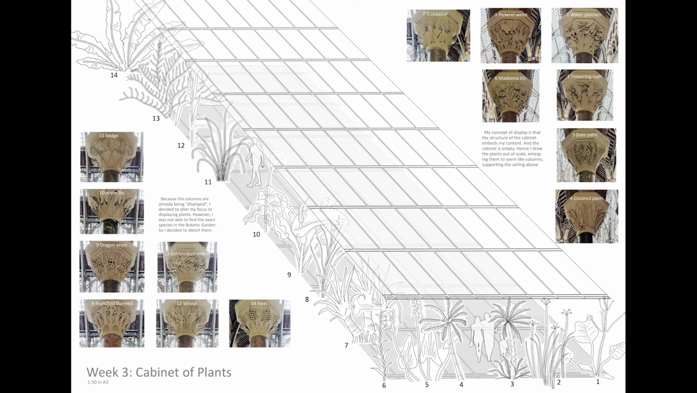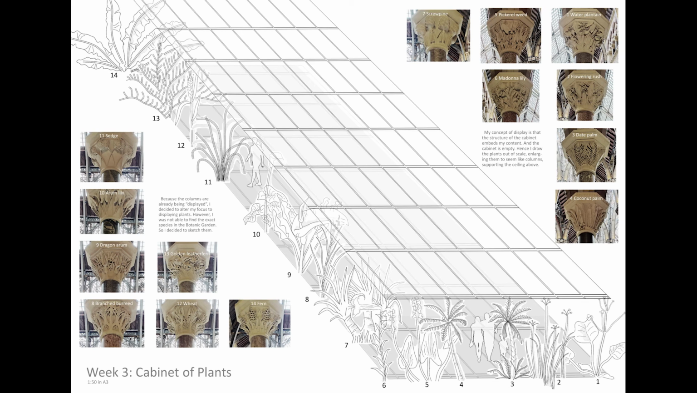So here is my final display, the Cabinet of Plants. Because the columns are already being displayed in the museum, I decided to alter my focus to displaying plants. However, I was not able to find the exact species in the Botanic Garden, so I decided to sketch them.